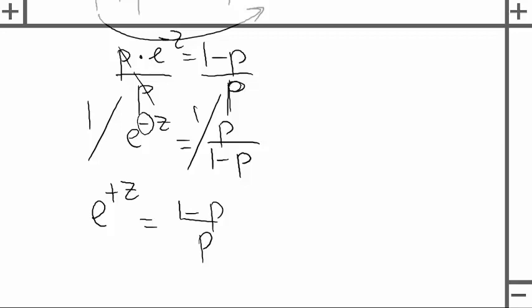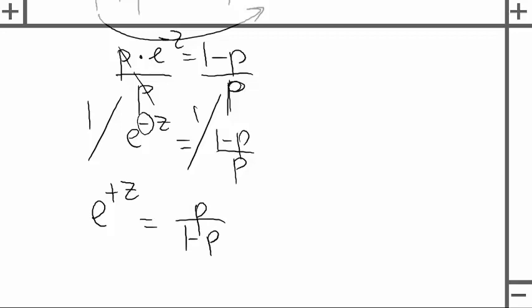Yeah, you're right, I screwed up here. It's 1 minus p over p. Thank you. And therefore, it's going to become p divided by 1 minus p. So this is where I messed up. Great catch. Okay, how do I get rid of e?